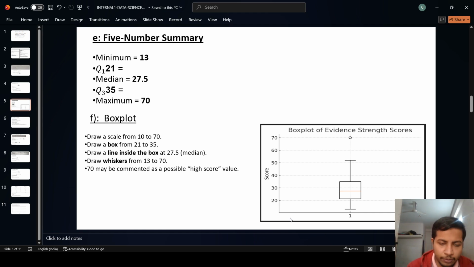Now we draw the box plot. Box plot of evidence strength score. Now the x axis measures score. We draw a scale from 10 to 70. Draw a box from 21 to 35.